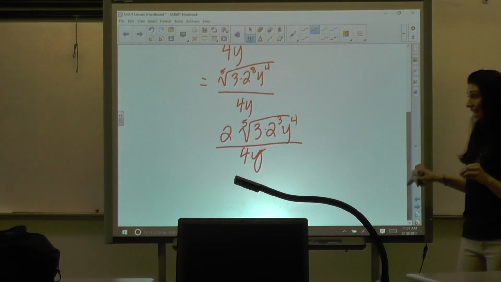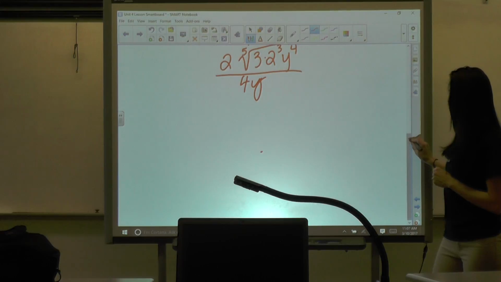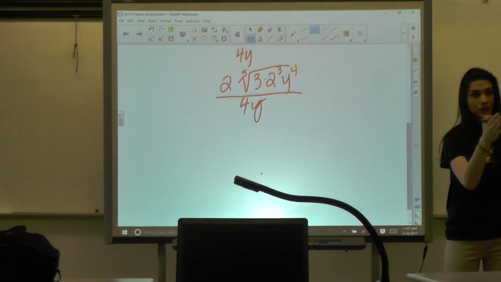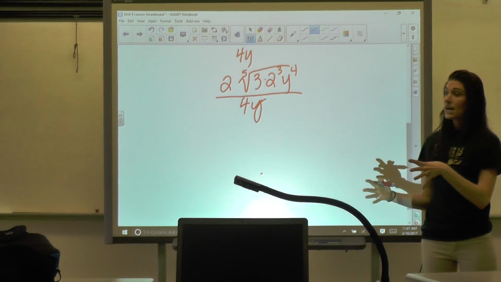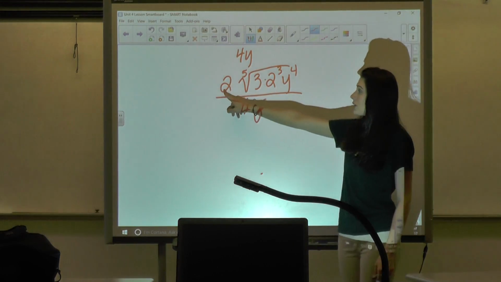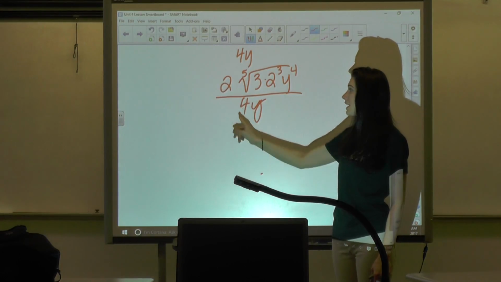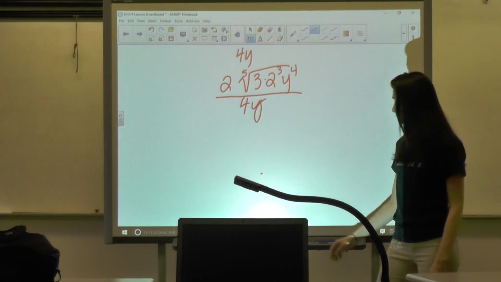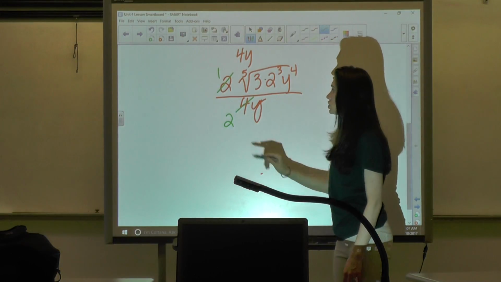Now the last step is, let me ask you a question. It's inside times inside, outside times outside. So here's your outside, 2. Can you simplify 2 and 4? Yes. What does that simplify to? This changes to a 1, this changes to a 2.